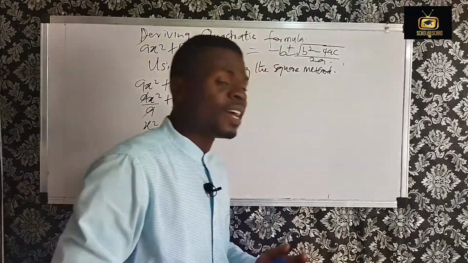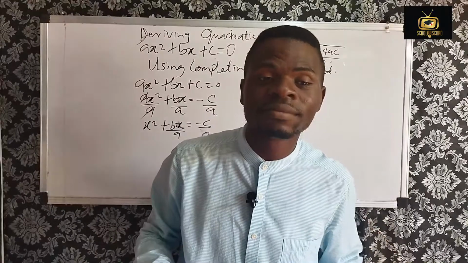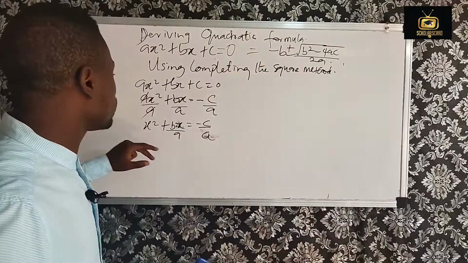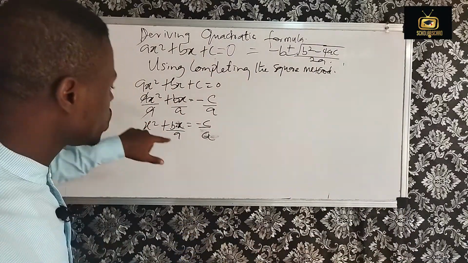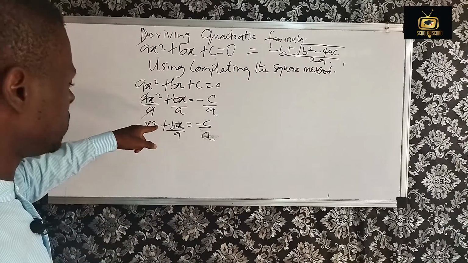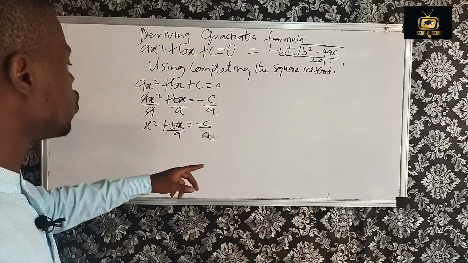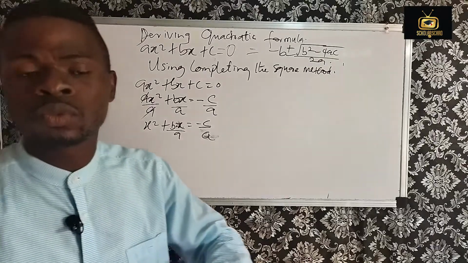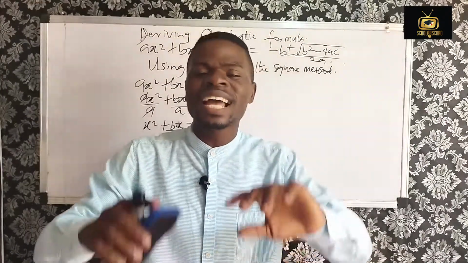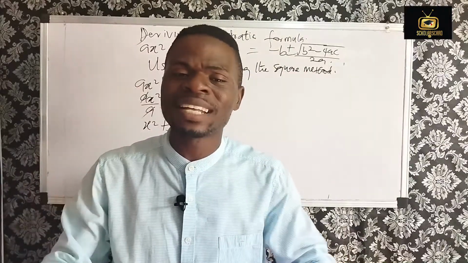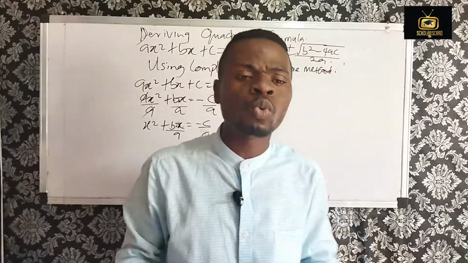Okay, now let me show you something. You are going to use the coefficient of bx here, that's bx over a. You are going to half it, square it and add it to both sides.